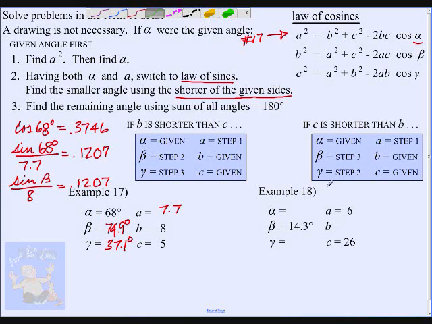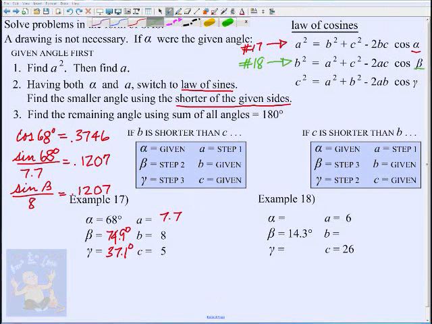Example 18 on this page. I'll switch colors. In this case, beta is the one that we have. So for number 18, we're going to use this formula. We'll find out what b squared is.